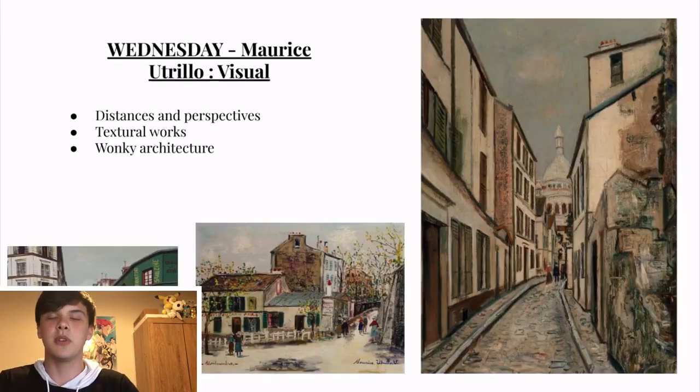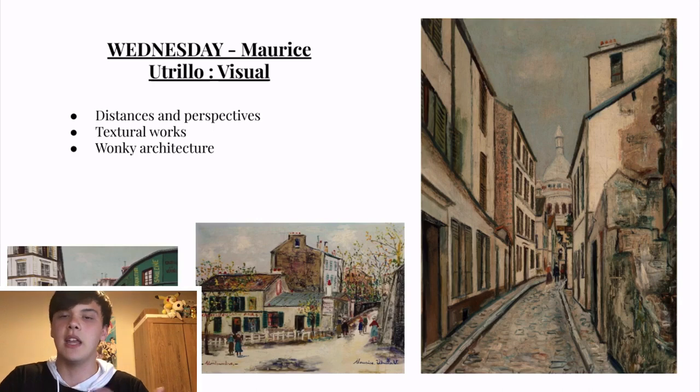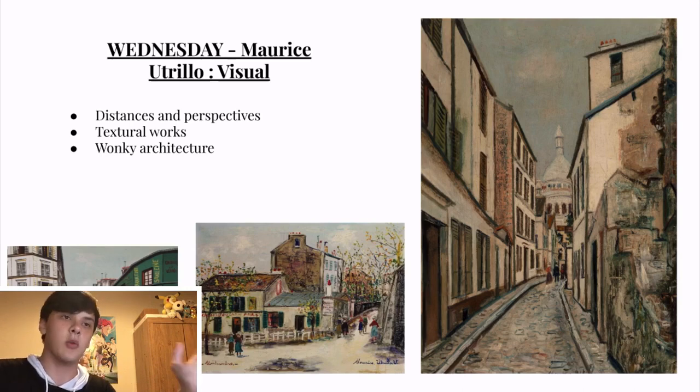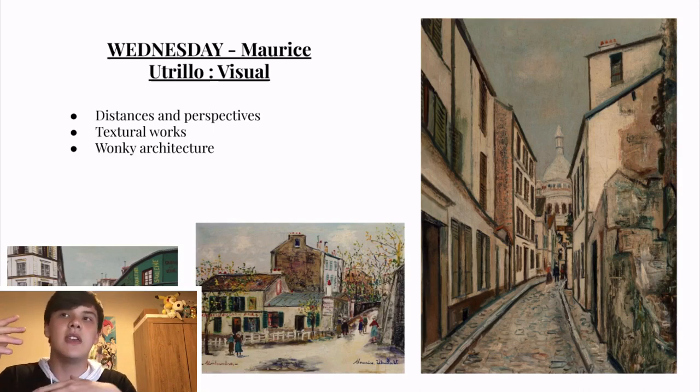In contrast, Maurice Utrillo's work, which was done on Wednesday, is very visual based. A lot of distance and perspectives were made in his paintings, and textural works were also center stage, with certain walls being cracked or brick walls not really being even, and you can even see stained walls in some of his works. Yet the architecture is very wonky.